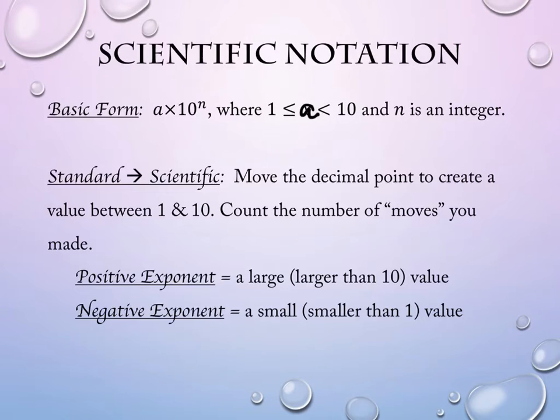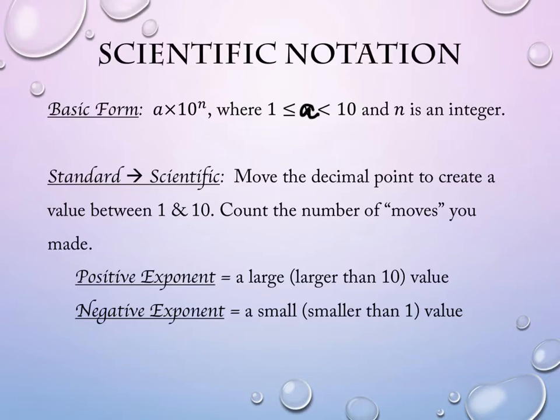So we're not dealing with two-digit numbers for A, right? It's going to be a one-digit number. It could have decimal places, but only one in the units digits. The n value is an integer. And if you'll remember, integers are positive and negative whole numbers. So it could be -7, it could be 52, it could actually be 0. It'd be weird, but it could technically be a 0.